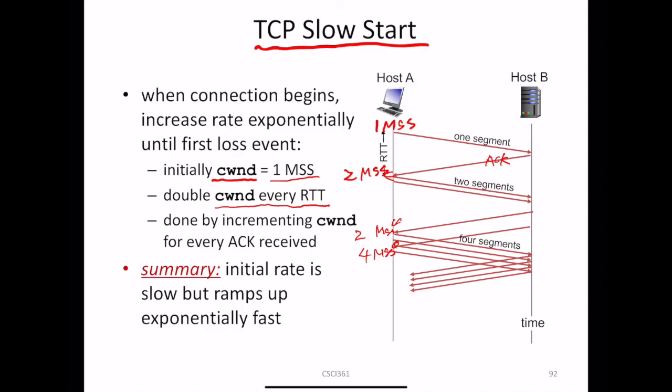For every round trip time, or every round, the congestion window will be doubled. Initially it's 1, and then it's 2, 4, and after that 8, 16, and 32. So you will know the pattern for the slow start. The summary here is that the initial rate is slow, but the increase is exponentially fast because each time it doubles the previous size.